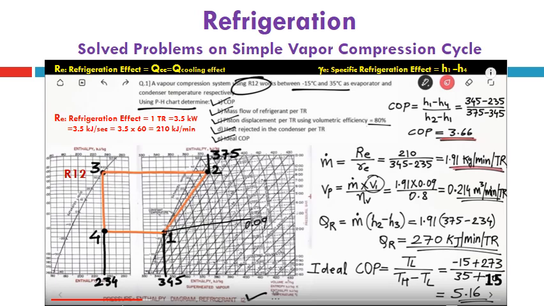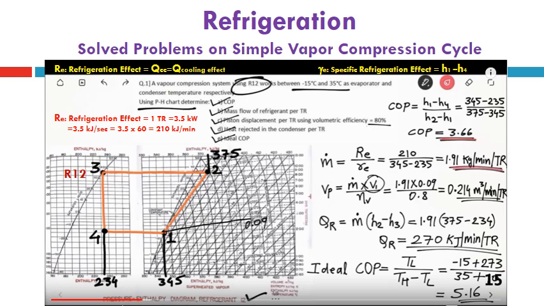M dot refrigerant, the second required in part B, equals the cooling effect divided by the specific cooling effect. The cooling effect here is 210 kilojoule per minute divided by delta H, which equals 345 minus 235. We can get that the mass flow rate of the refrigerant equals 1.91 kilojoule per minute per ton.